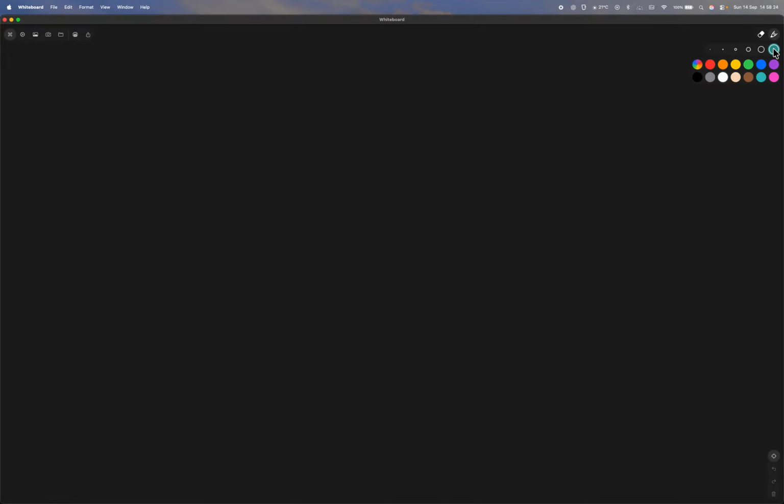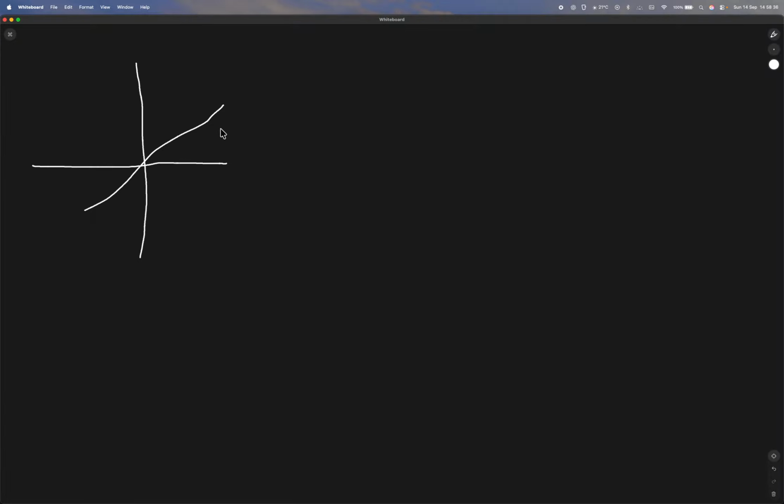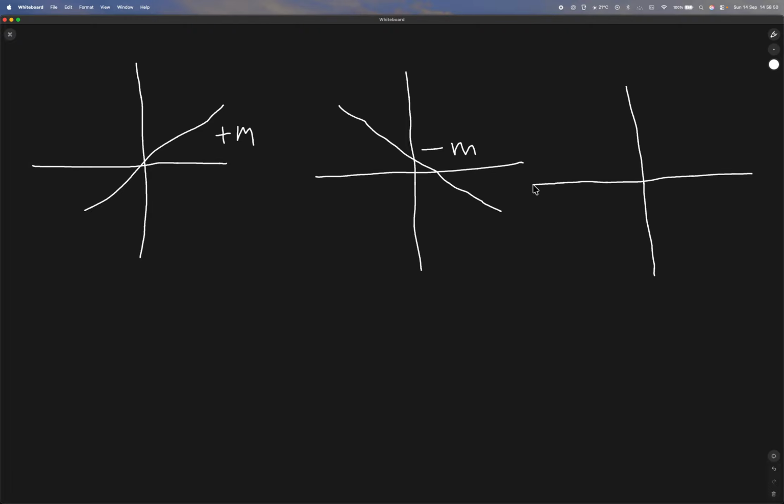Okay, so in this video, we are going to be looking at how to find the gradient of a line. So, a few things I want to go over. Positive gradient. Negative gradient. Looks like that. And this is our x, this is our y. This is zero gradient, zero m. Okay, x.